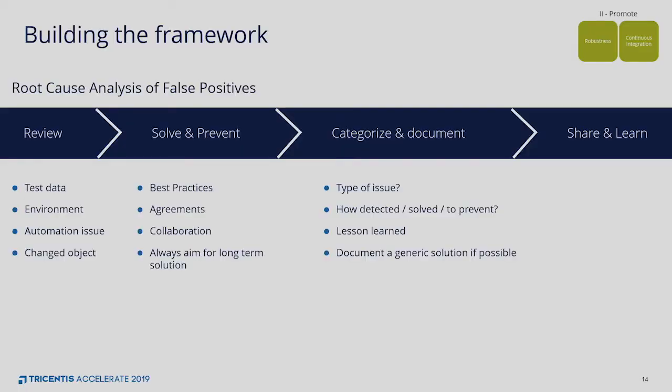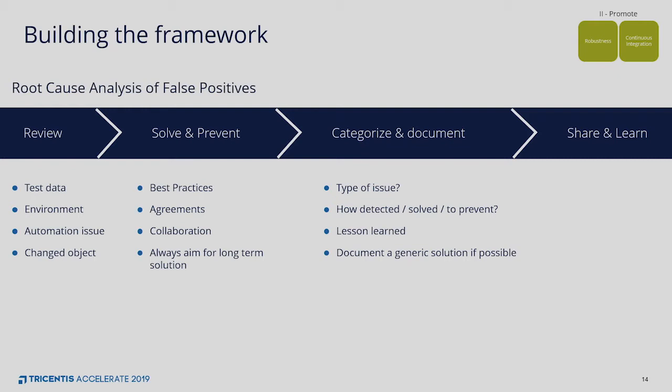where you're reviewing first where the errors are coming from, right? So is it test data, is it environment, is it an automation issue, did objects change? And if we have reviewed that, then not only how you solve it, but also how you prevent it in the future, right? So it could be that you make your automation more resilient by using, for example, concepts like recovery scenarios or reusable test set blocks, and you add that to your best practices. But it could also be that you need to make agreements with your development team, for example, or with your test environment team, if there is any. So you always want to aim for the long-term solution.